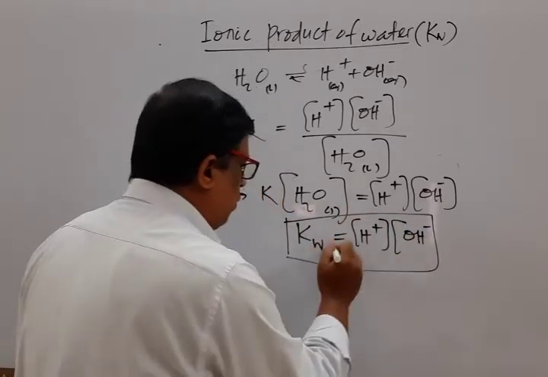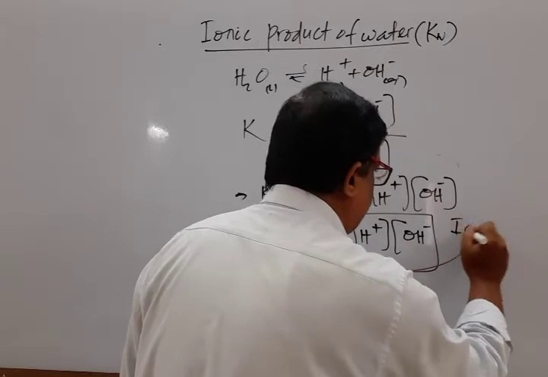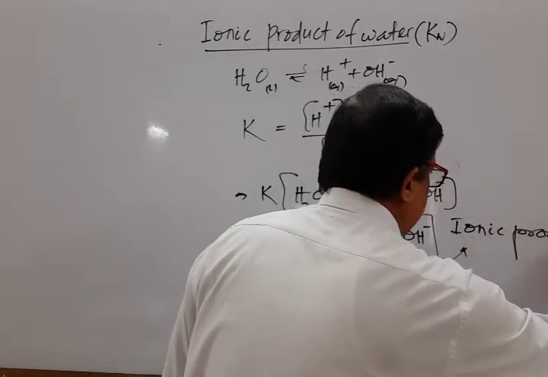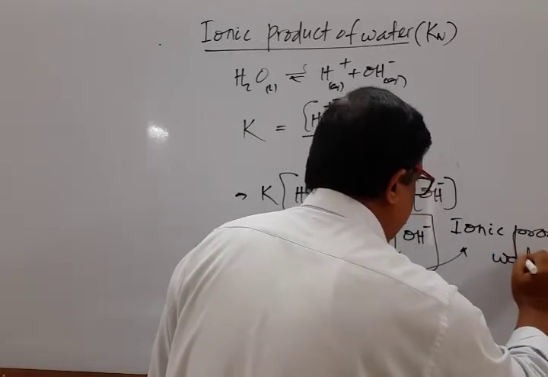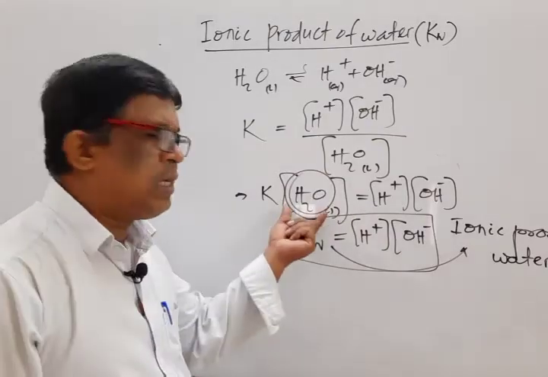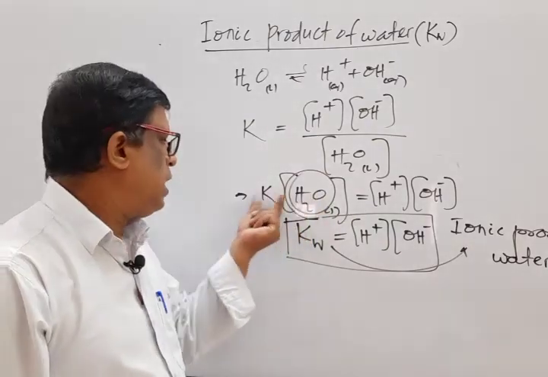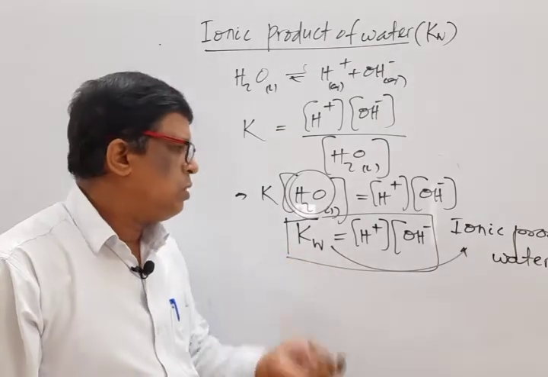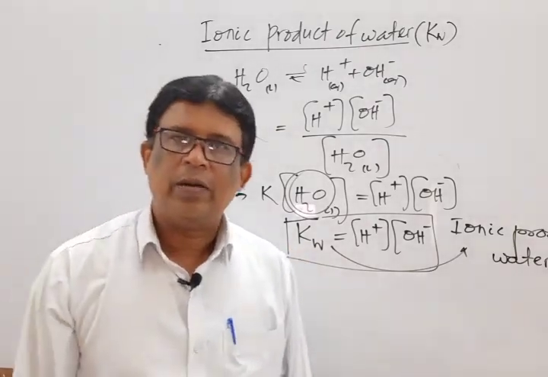So this Kw is known as the ionic product of water. I repeat again, as water is a weak electrolyte, its concentration is taken as a constant. A constant into another constant is Kw, another constant, which is known as the ionic product of water.